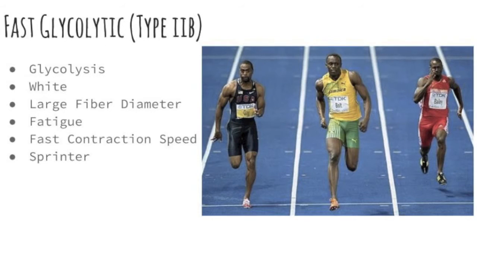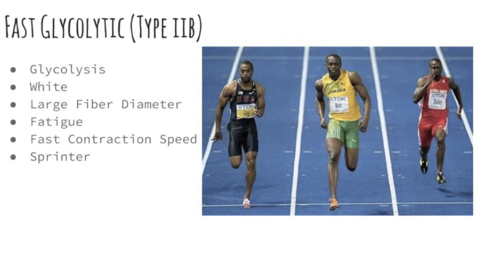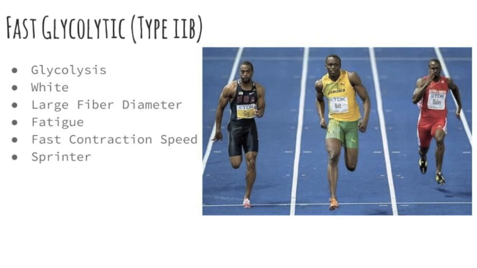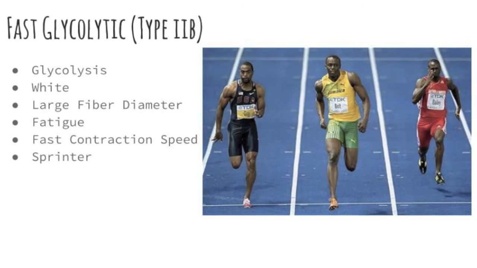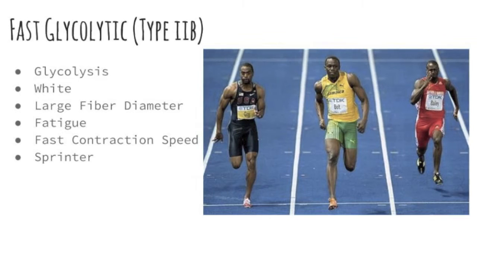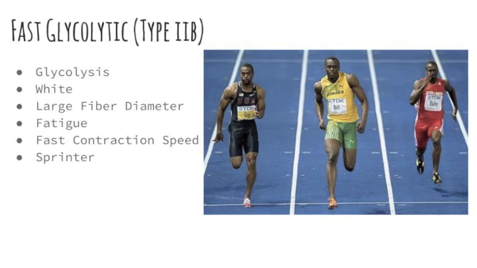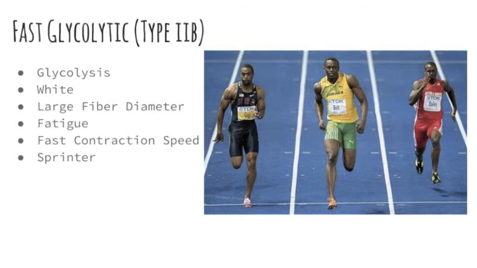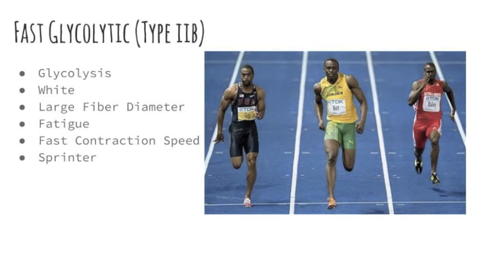Now we'll talk about fast glycolytic fibers, also known as type 2B. This uses glycolysis, which creates the glycolytic fibers. It is also white because it's using anaerobic respiration. In humans, our hands and our eyes have the fast glycolytic type 2B fibers, whereas our calves have type 1, the slow oxidative fibers. Compared to type 1 and type 2A, type 2B have larger fiber diameter, increase in fatigue, and fast contraction speed.